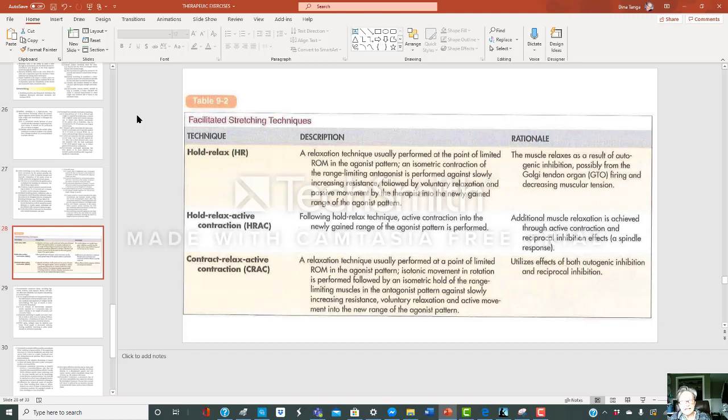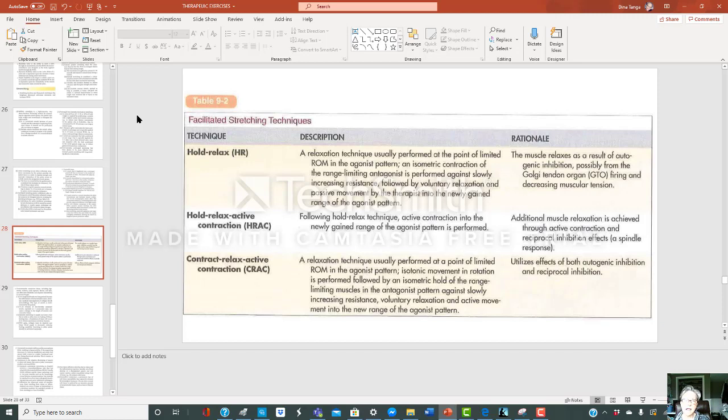Hold relax active contraction. Following the hold relax technique, active contraction into the newly gained range of the agonist pattern is performed. Additional muscle relaxation is achieved through active contraction and reciprocal inhibition effects, a spindle response.